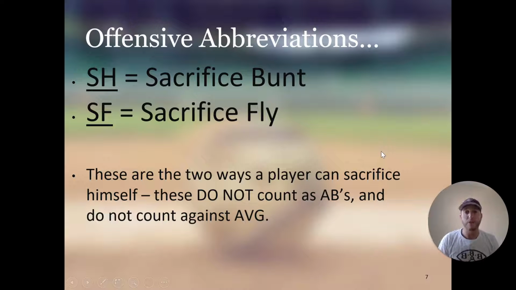So a sacrifice bunt, the reason you would do that is to get a player from first to second usually, or even second to third. So usually in the major leagues, you see a lot of pitchers square around to bunt, to sacrifice themselves, to sacrifice bunt.